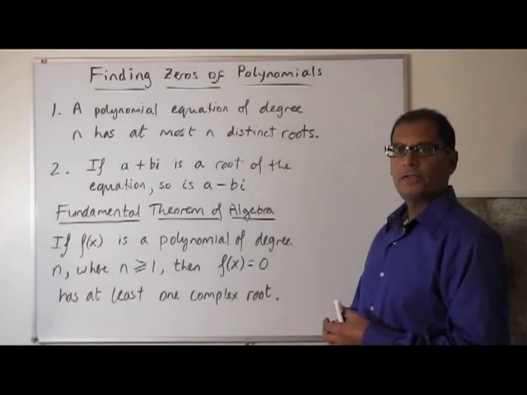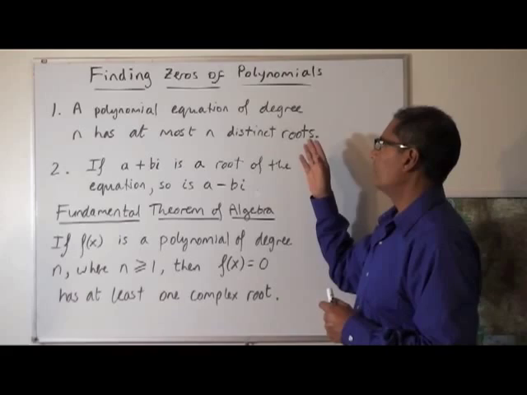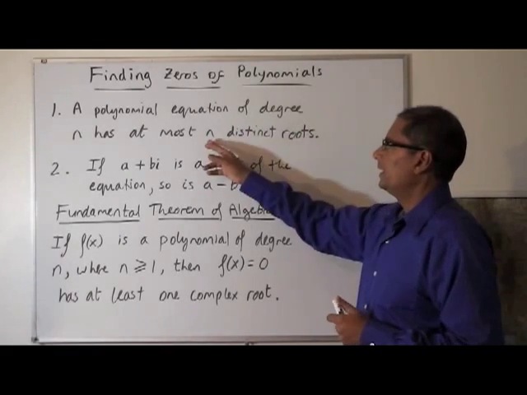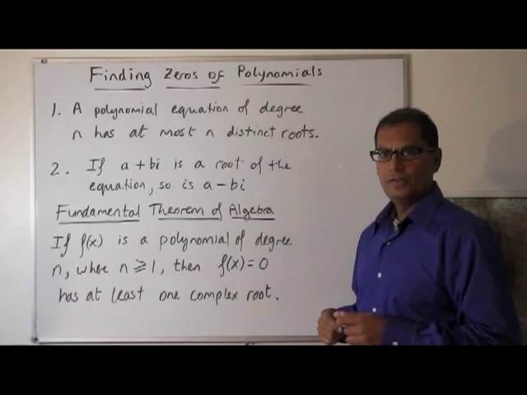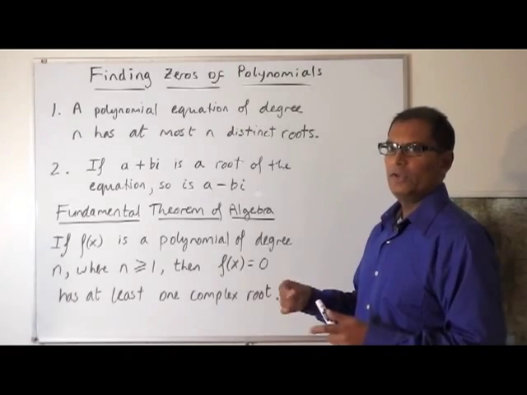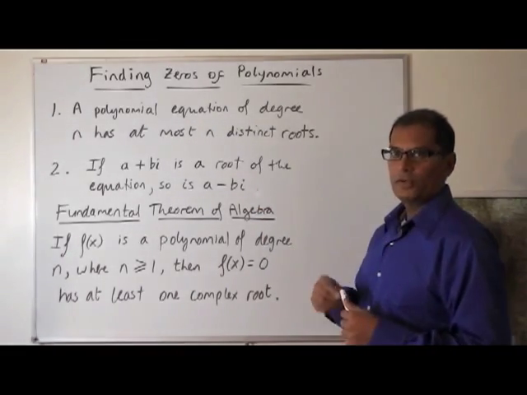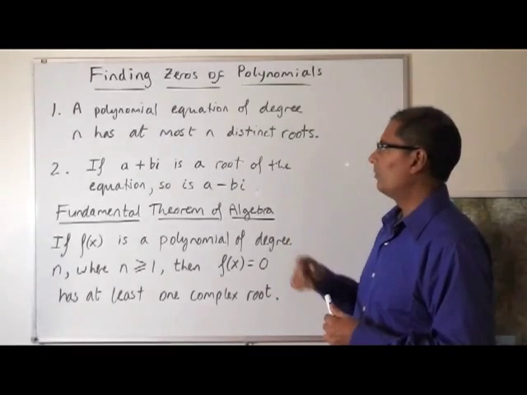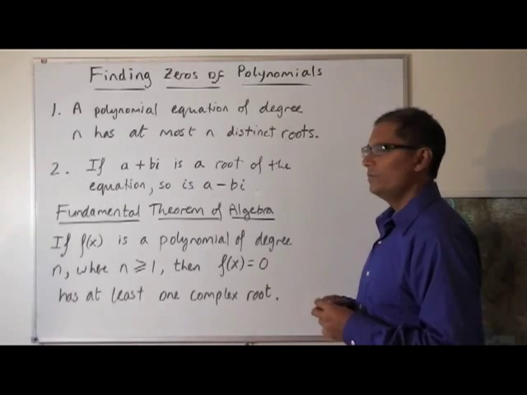Alright, a couple more things to note about polynomials. A polynomial equation of degree n has at most n distinct roots. Now, a polynomial equation is very similar to a polynomial function. The only difference is the equation, you set it equal to 0. And so instead of calling them zeros, now we call them roots. So a polynomial equation of degree n has at most n distinct roots.